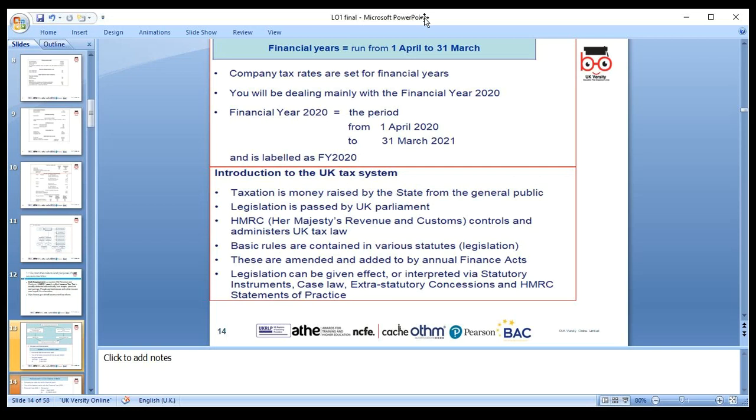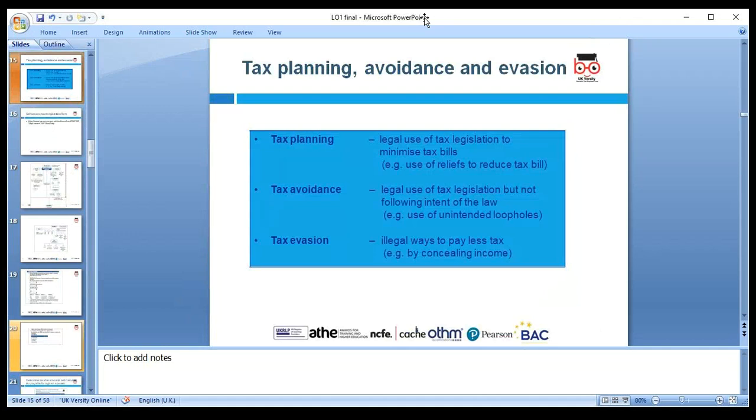Okay, the UK tax system is the money raised by the state, yes? We can look around. That's why we have a Finance Act every year. There is the legislation, and we can use case laws as well. A lot of the case laws cover various scenarios. Okay, which one is legal, which one is not legal?